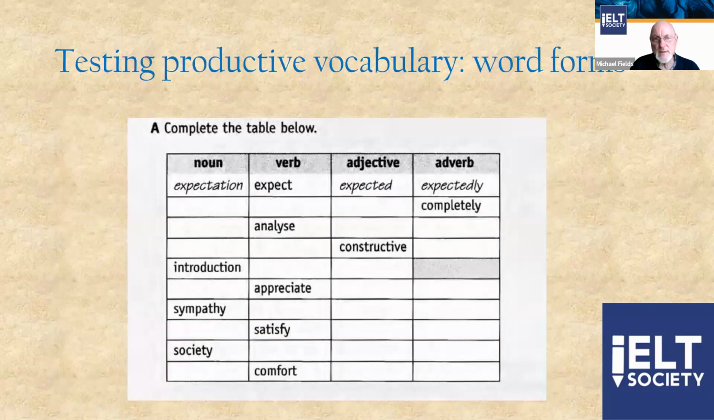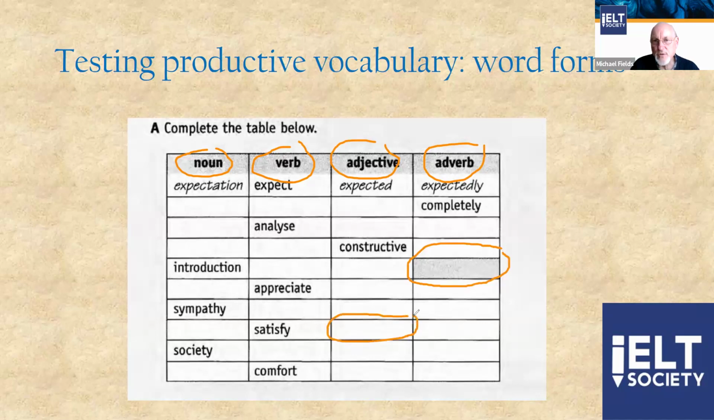Looking at vocabulary forms. Word forms. Here's a table where we're going to fill in the noun form, the verb form, the adjective form, and the adverb form. If there is no adverb form in this case, we've just blacked out the square a little bit, so there's no answer there. We could do that for any. If there was no adjective form, we could blank out that box, right? So this is about producing word forms.